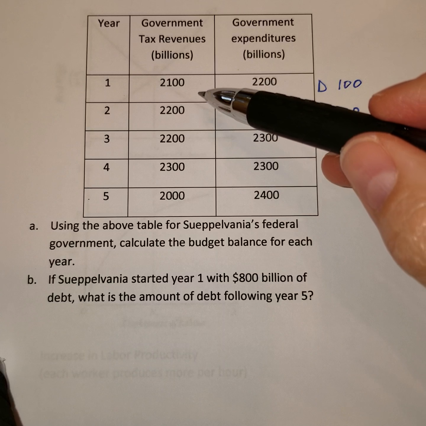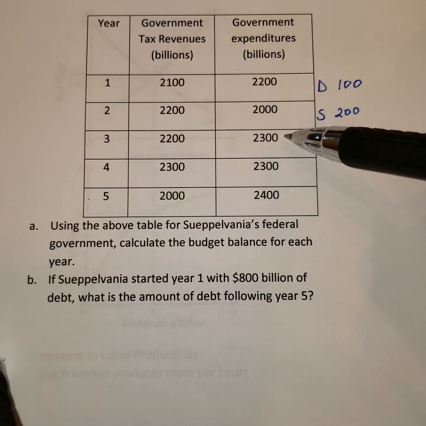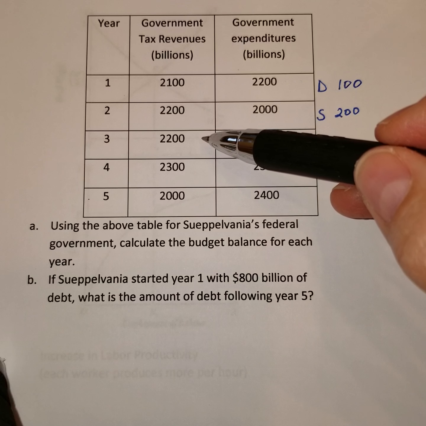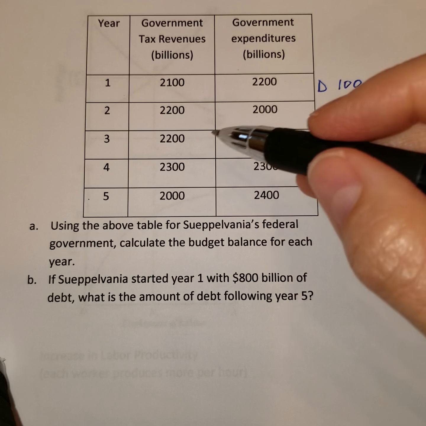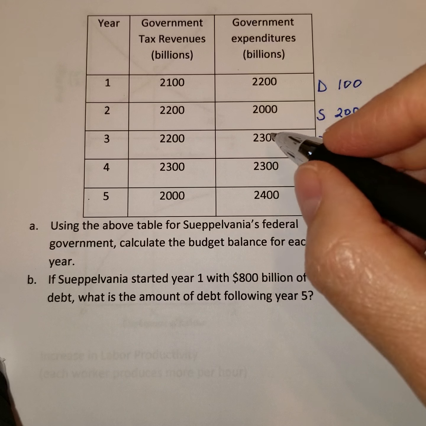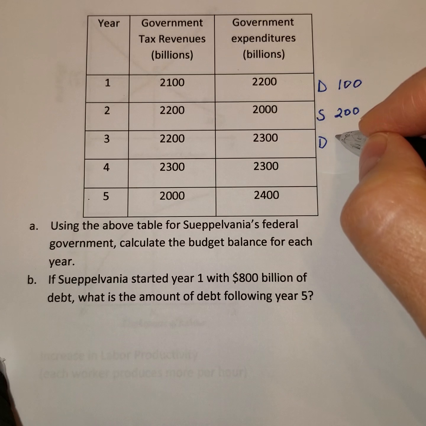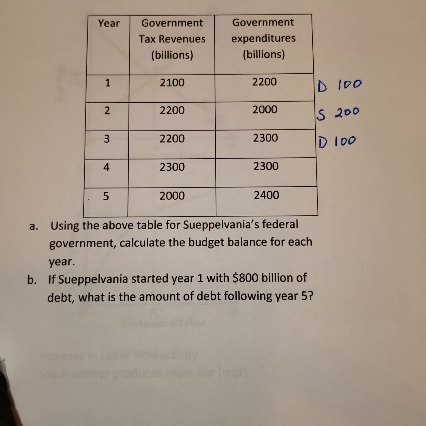Now for year three, revenues 2,200, expenditures 2,300. Expenditures now greater than revenues. So again, we have a deficit. And the magnitude is just the difference between the two. So 2,300 minus 2,200 is 100.